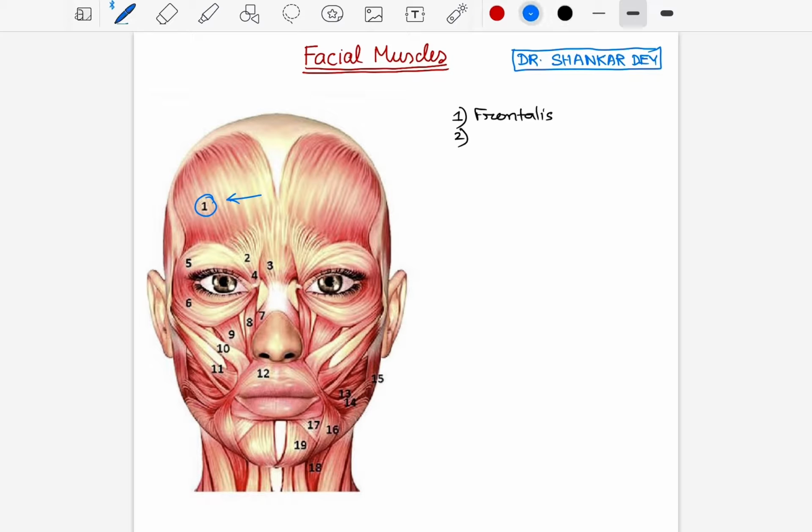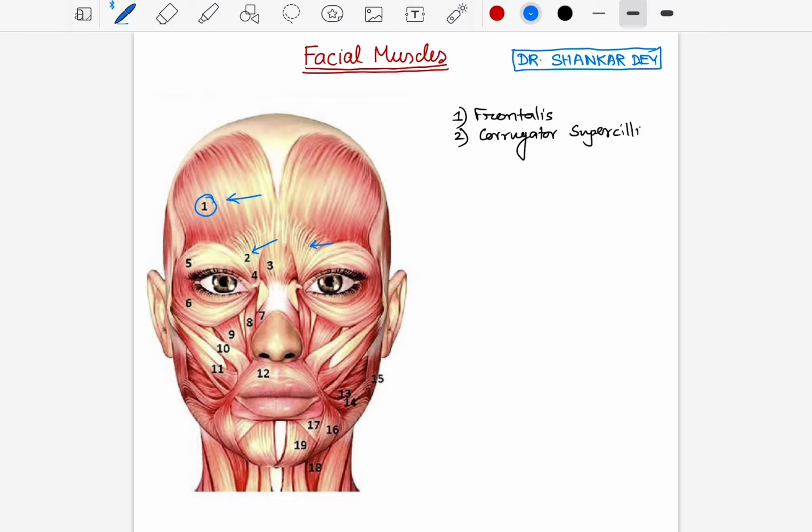What is number two? Here lies the muscle number 2. What is this muscle? This is the corrugator supercilii muscle. So this is number 2, the corrugator supercilii muscle.